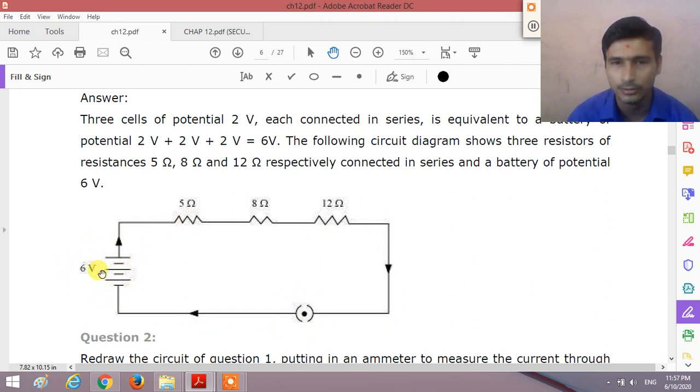Now in which direction is the current flowing through the circuit? Dear students, always remember the current flows from the positive terminal of the battery to the negative terminal of the battery. So this is the schematic diagram consisting of the 5 ohm resistor, 8 ohm resistor, 12 ohm resistor, plug key and the 3 cells each of 2 volt connected in series.